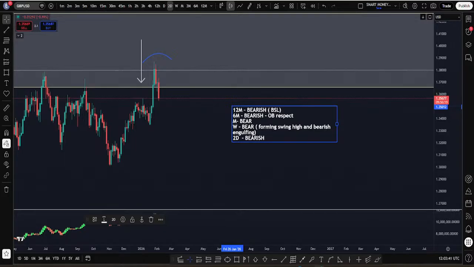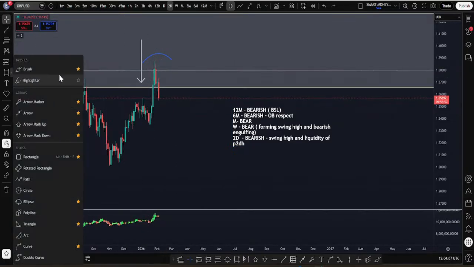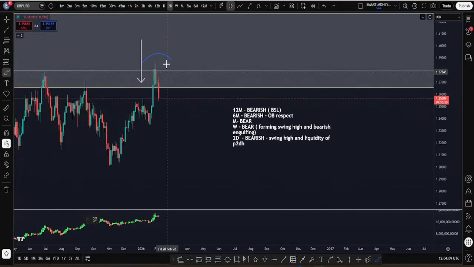Say bearish. And the reason we can say bearish is because we have a swing high, and then we also have liquidity of the previous 2-day high. So can you see here, we have this swing high that's formed, not forming, but that's formed. Swing high that's formed, right? Not forming, but formed.